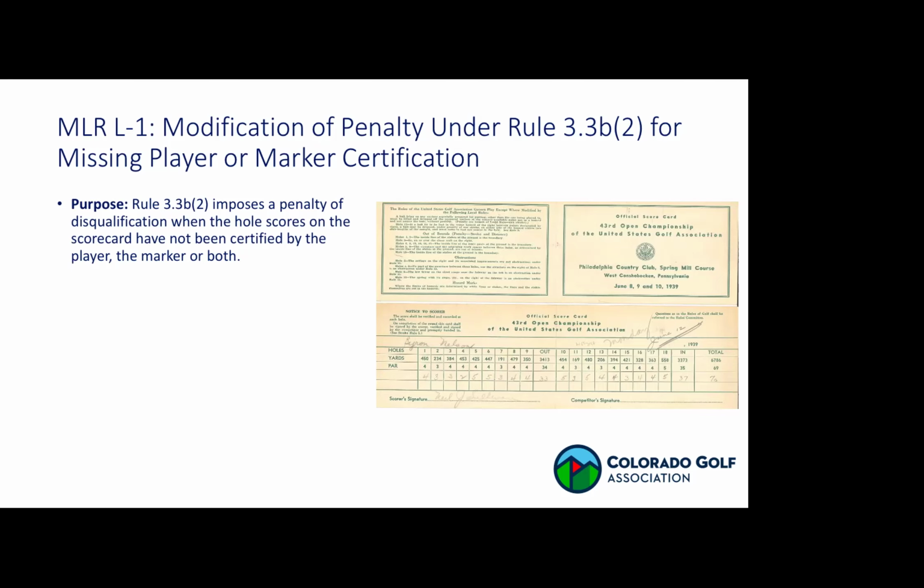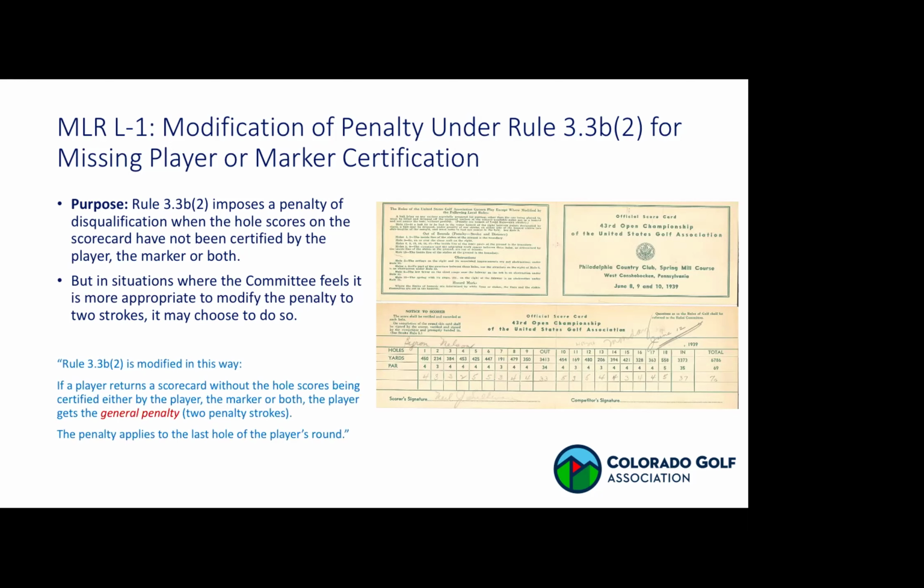So 3.3b, failure to sign a scorecard is often a disqualification. You need both the player and the marker to specify that. But there are situations where the committee modifies this penalty to 2 strokes. And for us, at least at the CGA, we may be using this at the junior level where you have a bit more beginners getting into the game, and it's a bit harsh to disqualify them for such a simple error. So we sort of implement this to negate that disqualification.